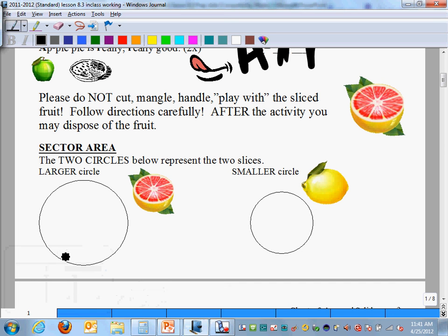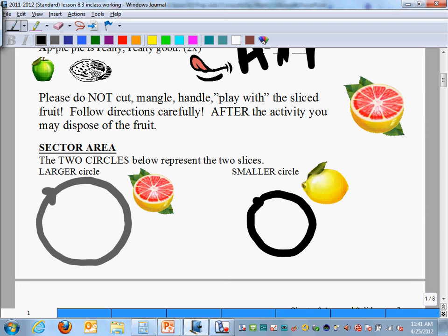Alrighty, guys. Step one, please. Look up here. I want you to trace this left. That represents the orange slice. Trace it around, like so. And then this smaller one represents the tangerine.